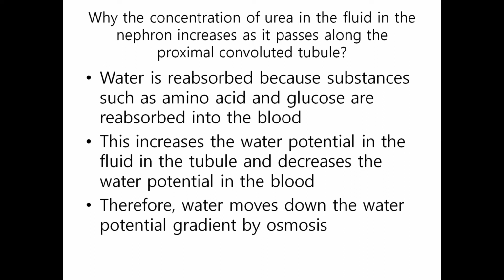Why does the concentration of urea in the fluid in the nephron increase as it passes along the proximal convoluted tubule? Water is reabsorbed because substances such as amino acids and glucose are reabsorbed into the blood. This increases the water potential in the fluid in the tubule and decreases the water potential in the blood. Therefore, water moves down the water potential gradient by osmosis.